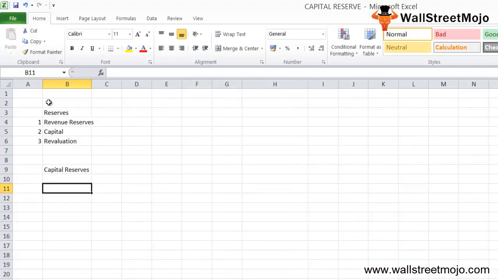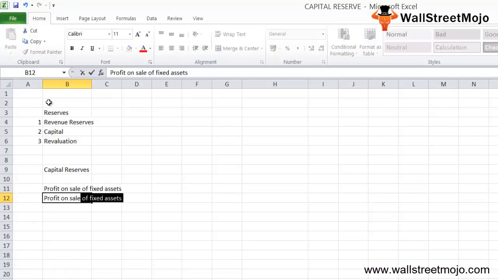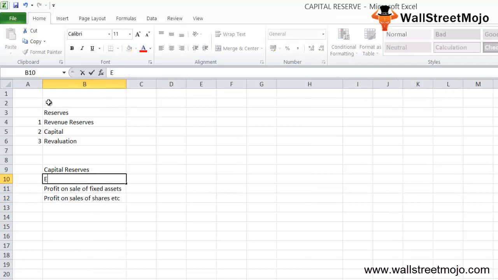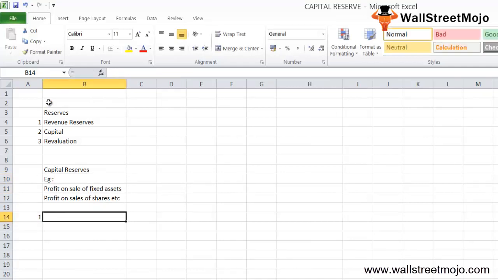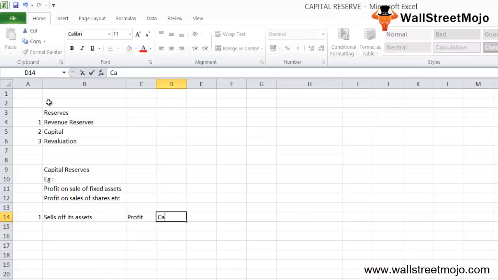As an example, we can talk about profit on sale of fixed assets, or profit on sale of shares. These are the two examples that one can work with when we are talking about capital reserves. Remember one thing, it works in quite a different way: when a company sells off its assets and makes a profit, then the company can transfer that amount into capital reserve. So in this kind of activity, the amount can be transferred to the capital reserves.